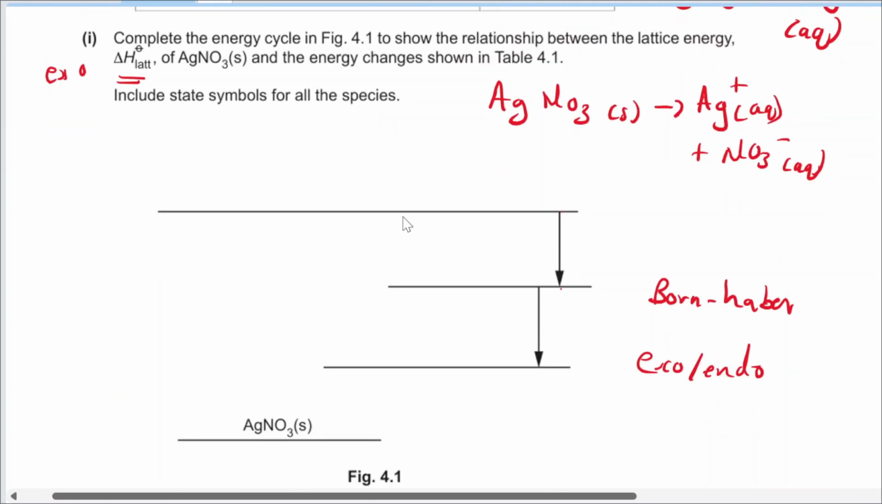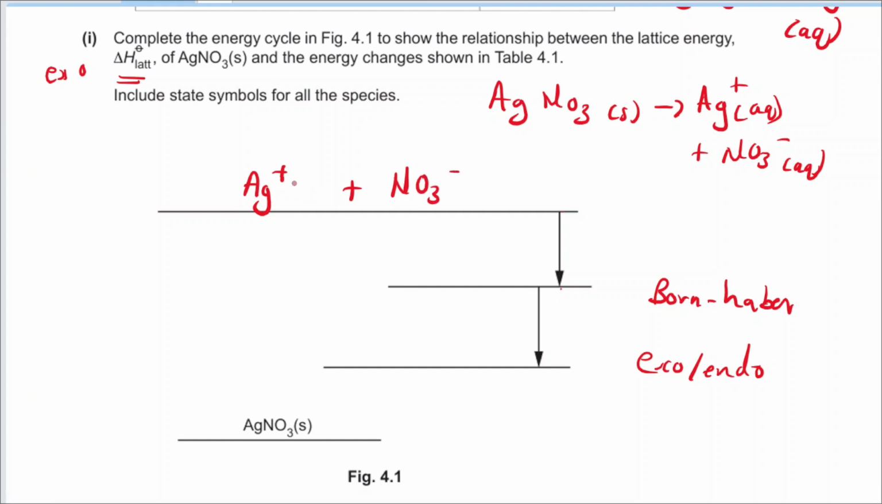So AgNO3 is made from what? It has Ag+ and NO3-. So you can keep this over here: Ag+ and NO3-. Now remember, these two arrows are exothermic, so most likely this is hydration. So you have to keep gas here and gas here. You can see that this one is going down, right? So Ag+ gas is becoming Ag+ aqueous, or NO3- gas is becoming NO3- aqueous, right?